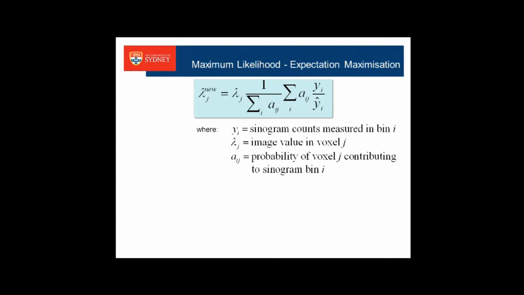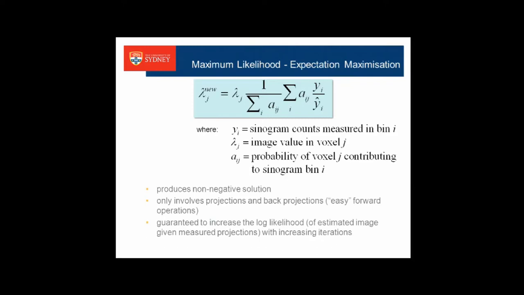I'm going to have to just move quickly through these last few slides, but I'm not going to try to explain the maths in this equation. I just want to point out that you can see the iterative nature. This lambda here is the estimate of the image in voxel j at the previous iteration, and this is our updated or new estimate of that voxel value. This is our measured data, and this is our estimated projection data.